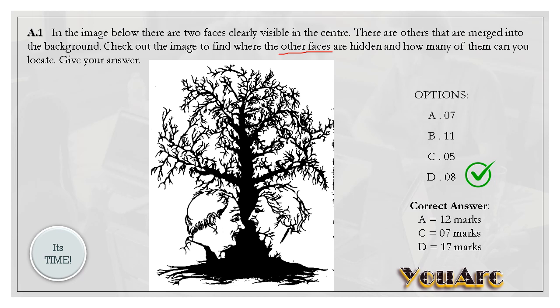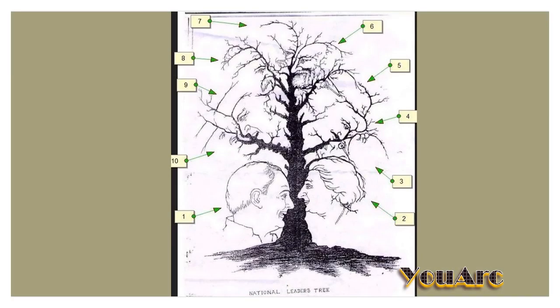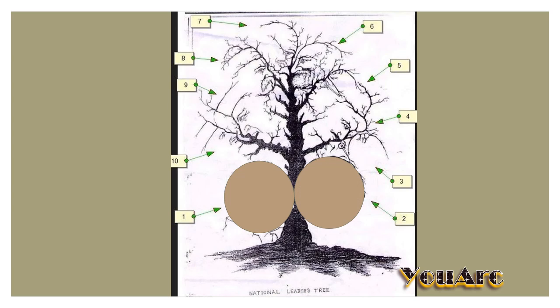Let's see where the other faces are hidden. Can you see how many faces are hidden in this picture? Yes, there are 10 faces hidden in the picture, but they have already told us there are 2 faces in the center. So we are avoiding these 2 faces and telling the answer as 8. Okay, moving on to the next question.